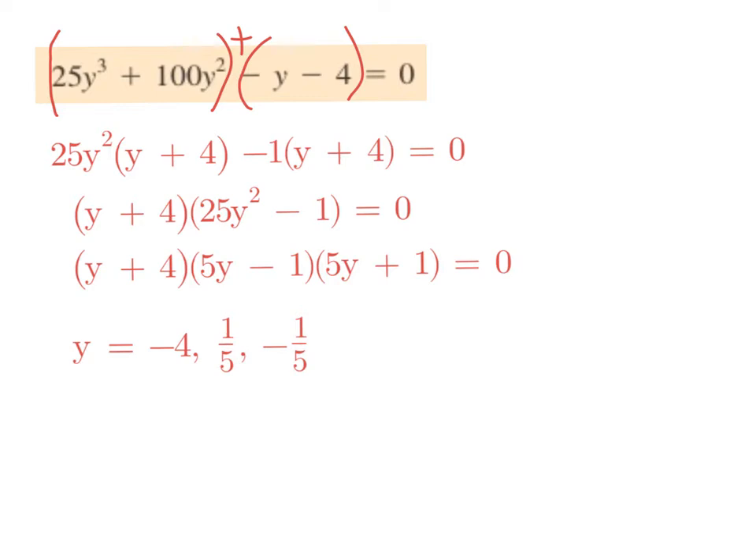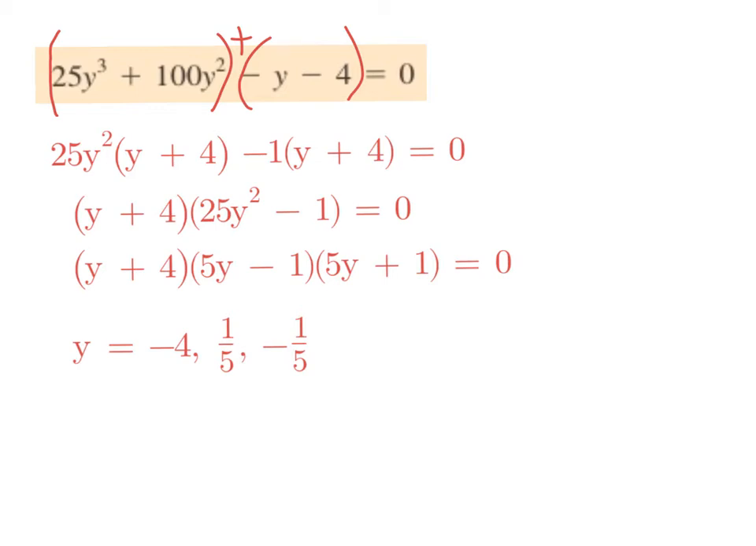Now, it's not a coincidence that this is a cubic, degree 3, that I get 3 solutions. It should work like that. Occasionally, we'll get what's called a double root, where one answer kind of appears twice, but generally speaking, we should get the same number of answers as the highest power. Okay?